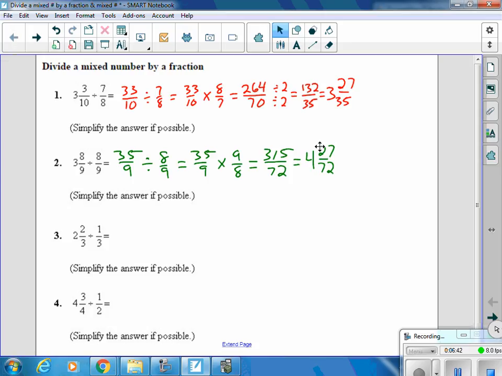Okay, it's a lot easier for me to tell if 27 over 72 can be simplified than it is for me to tell if 315 over 72 can be simplified. Now what I know here is that 9 can go into both 27 and 72. So I'm going to divide the top one by 9 and the bottom one by 9. The 4 is going to stay the same. We don't do anything with that. But 27 divided by 9 is 3, and 72 divided by 9 is 8. And now I have my simplified answer.